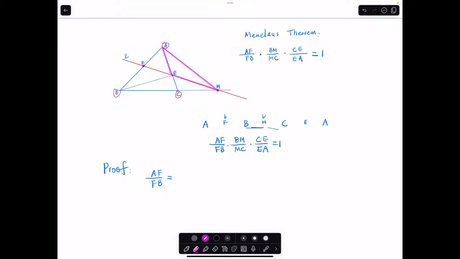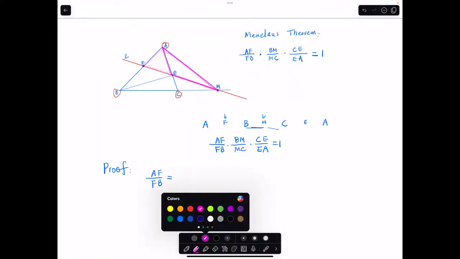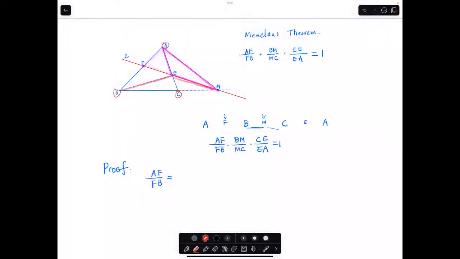The big one would be AFM, right, minus the smaller one, okay. Now, similarly, let's use a different color here. So this is the right-hand side here, another triangle, is also the difference between the bigger one minus the smaller one. But both would have the ratio of AF over FB.